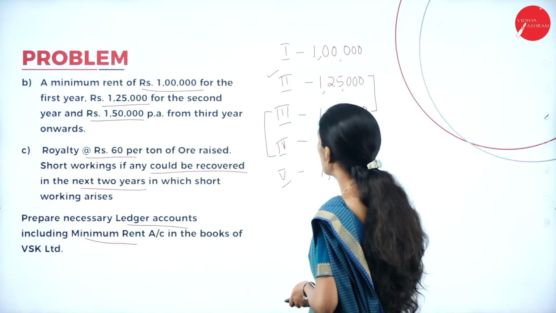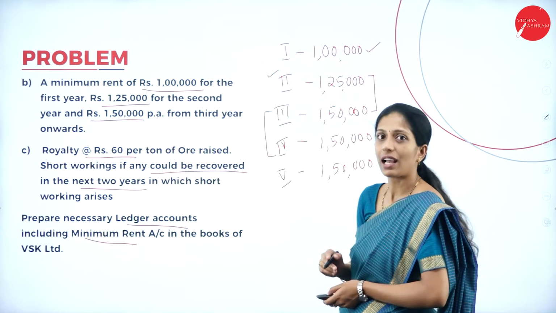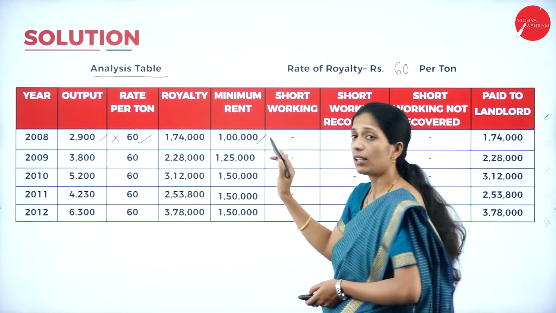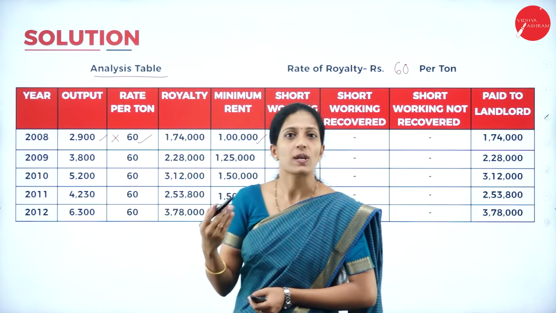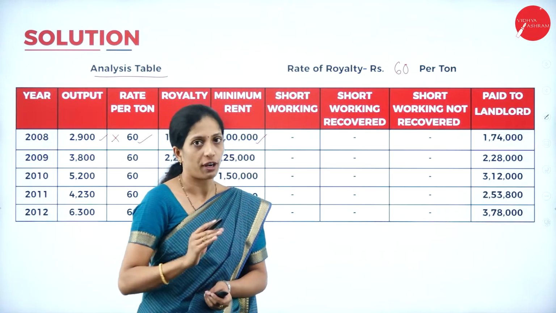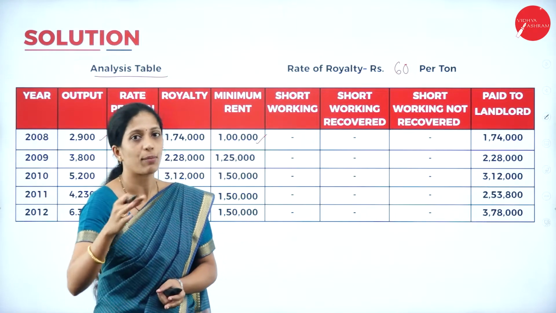But what is the minimum rent in the first year? That is 1 lakh is the minimum rent. So royalty is greater than minimum rent. So what is the amount payable to the landlord? Royalty, whichever is greater, that amount will be paid.